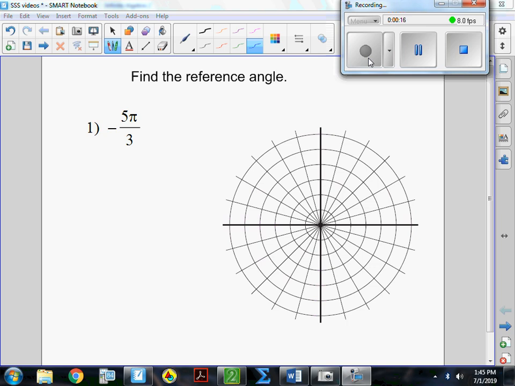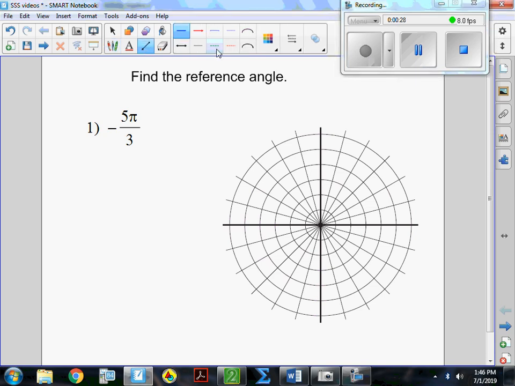So negative 5 pi over 3. The over 3 part of the fraction tells me that I can take my unit circle and cut it in half, and then I'm dividing the top half into 3 parts. I'm also dividing the bottom half into 3 parts, so into thirds.